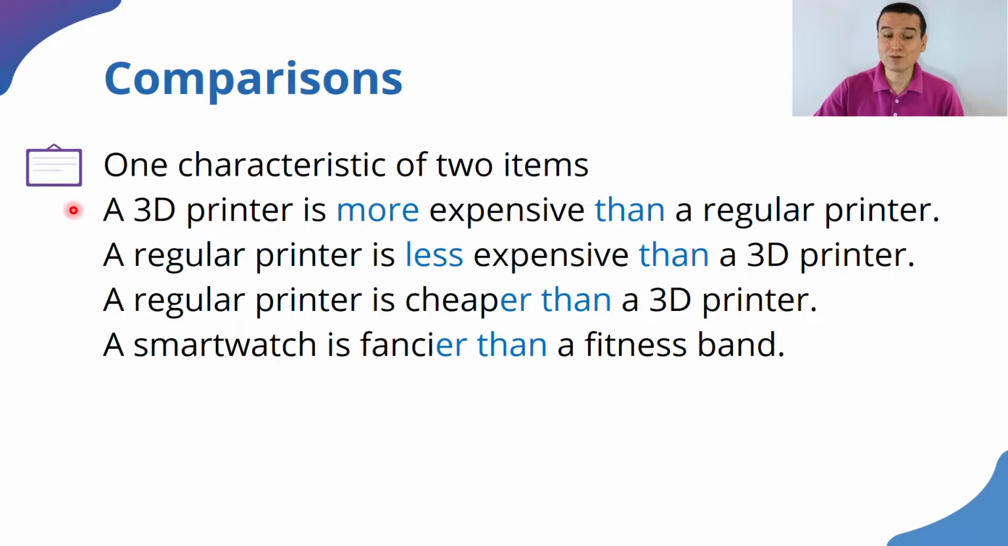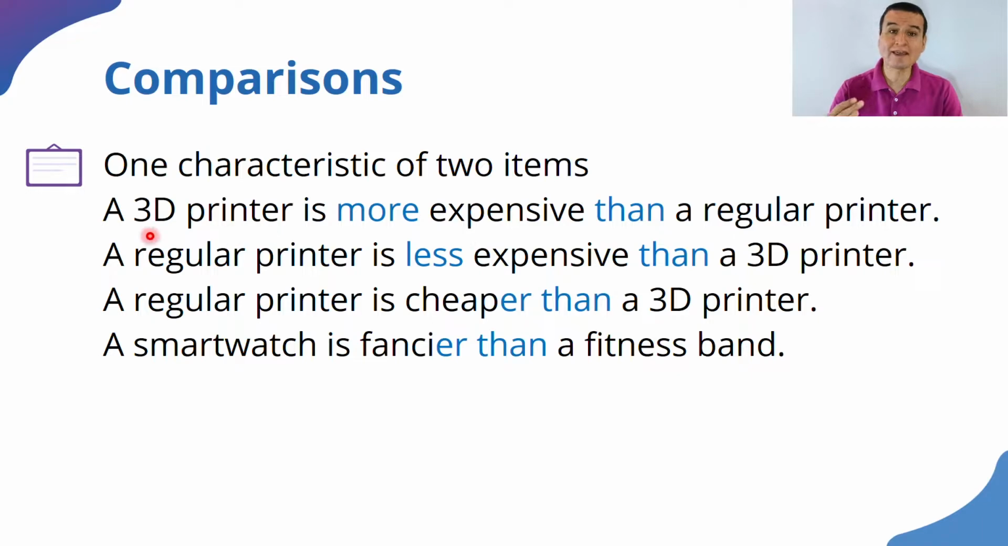We could say, for example, if we are comparing a 3D printer and a regular printer, if one has more of one characteristic than the other, the one that we're going to use is the cost, the price. We're going to say if it is expensive. We could say that one is more than the other. And for that, we use this structure. A 3D printer is more expensive than a regular printer. We use more. More is the word to emphasize how much more of that characteristic one item has compared to the other. And for that comparison, we use the preposition than, T-H-A-N, all right?